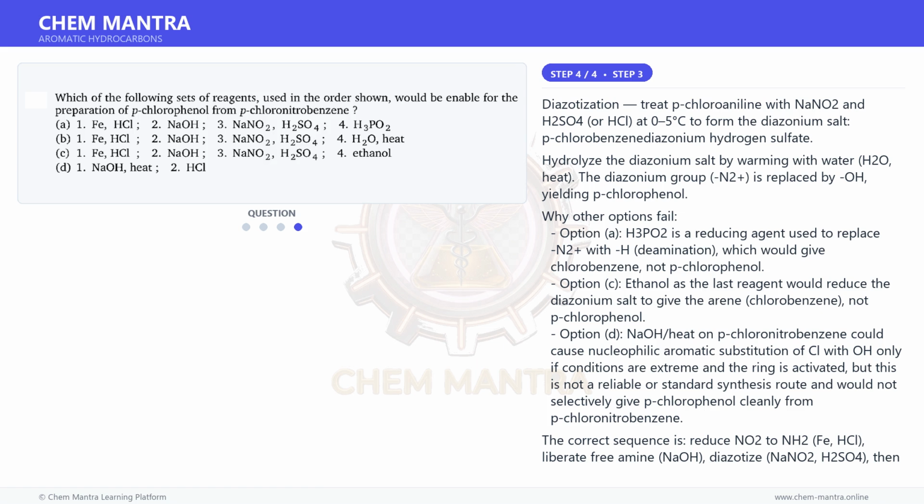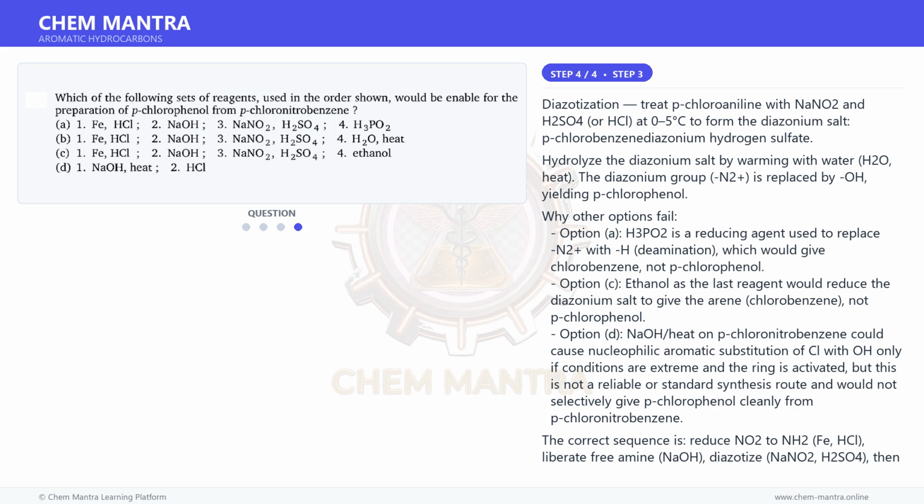Option D. NaOH, heat on p-chloronitrobenzene could cause nucleophilic aromatic substitution of Cl with OH only if conditions are extreme and the ring is activated, but this is not a reliable or standard synthesis route and would not selectively give p-chlorophenol cleanly from p-chloronitrobenzene.